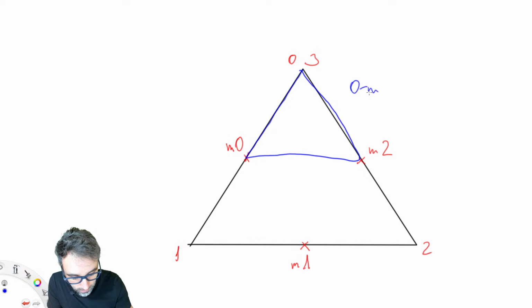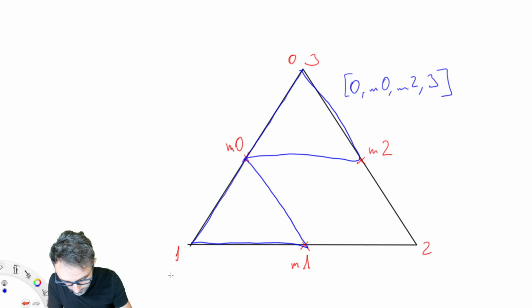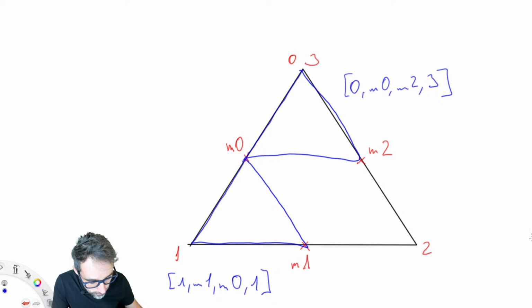So 0, M0, M2, and 3. That's going to be 1. The next one is going to be this one, and it's going to be a triangle where we have 1, M1, M0, and 1 again. Actually, you know what? I'm going to go here.